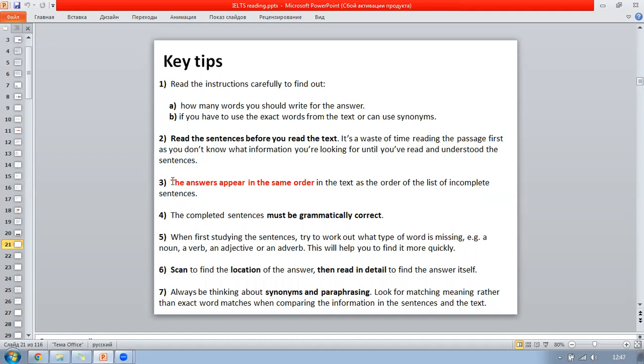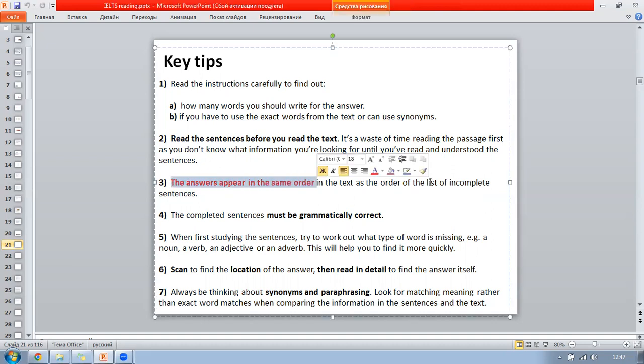The good news is that the answers appear in the same order in the text as the order of the list of incomplete sentences. That means that if, for example, you fill the gap in the first sentence, and you found the answer for the third sentence, but you cannot find the answer for the second sentence, at least the answer should be somewhere in between in the text, between the answer for the first sentence and the answer for the third one.